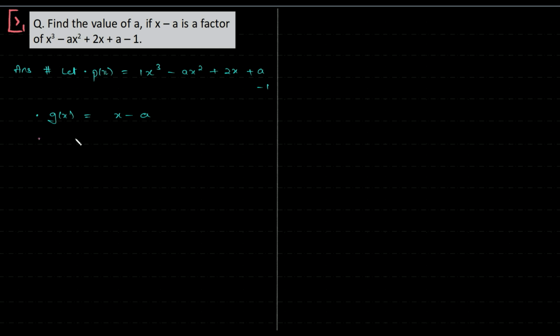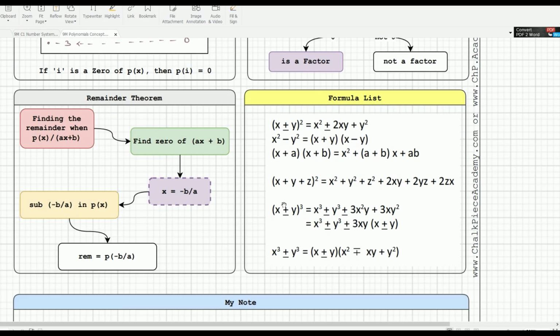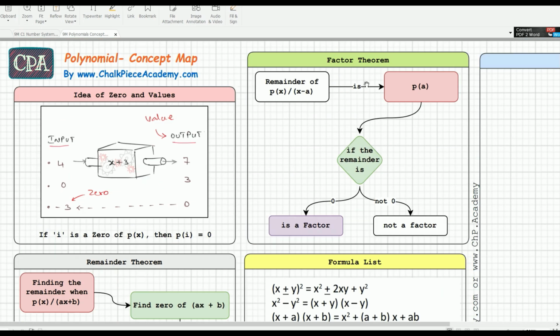It's also given that g of x is a factor of p of x. Okay, so how will we go about doing this? What is the theorem that we have to make use of? Clearly it's about the factor theorem. What does the factor theorem tell? If you have x minus a or any expression that is dividing p of x, when I substitute, the remainder turns out to be 0 if it's a factor.